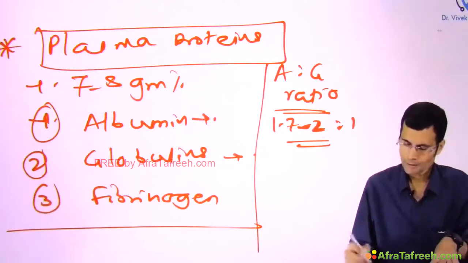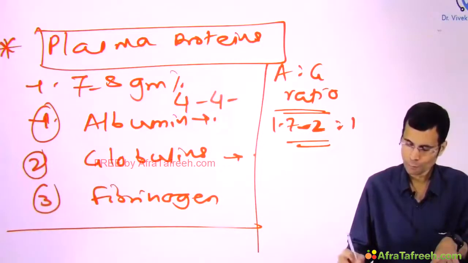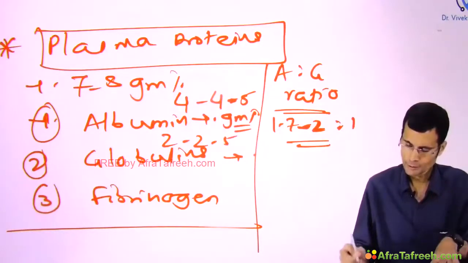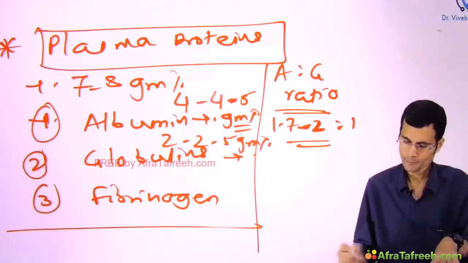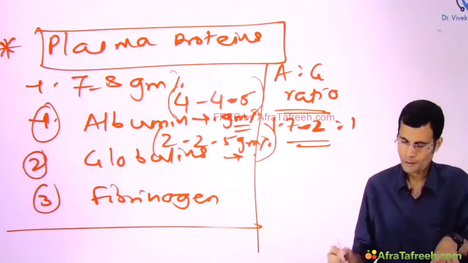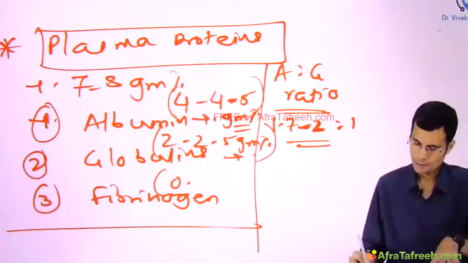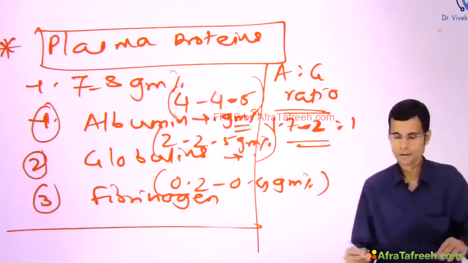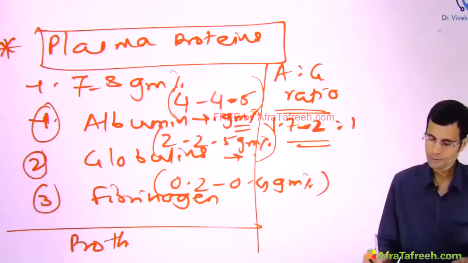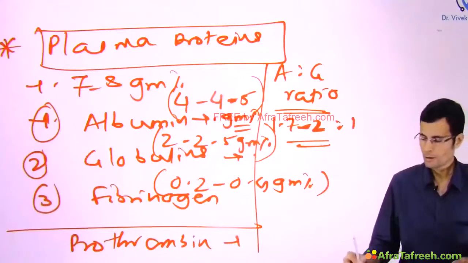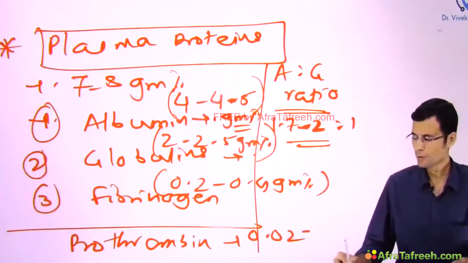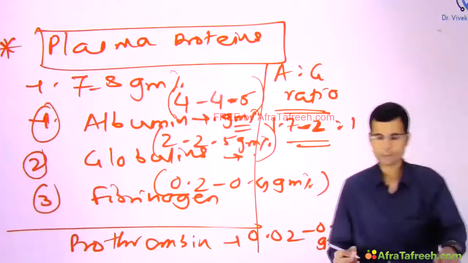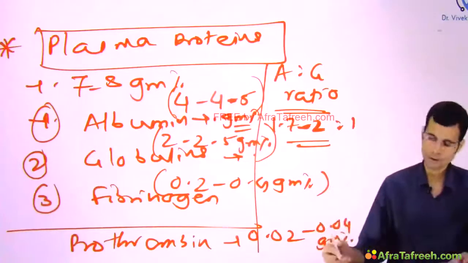The normal levels: albumin 4 to 4.5 grams per cent, globulins 2 to 2.5 grams per cent, and fibrinogen 0.2 to 0.4 gram per cent. There is one more, prothrombin, in very small amount, 0.2 to 0.4 grams per cent. But mainly we have albumin, globulins and fibrinogen.